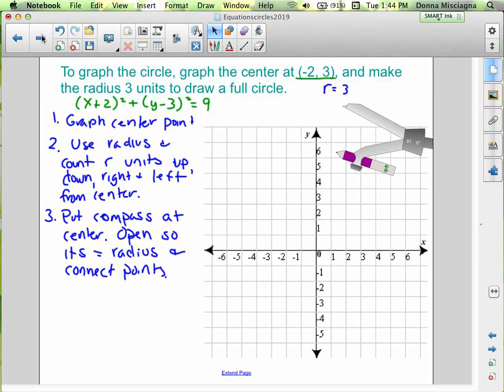And so these are the steps for graphing. If it's not in your notes, put this in one time, and we're going to do several. One time is good. I can't remember if you have that in your notes.